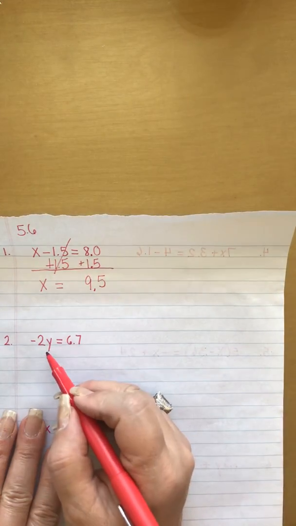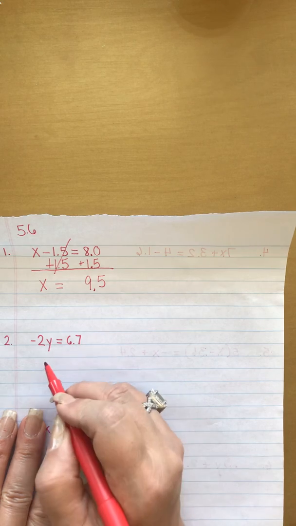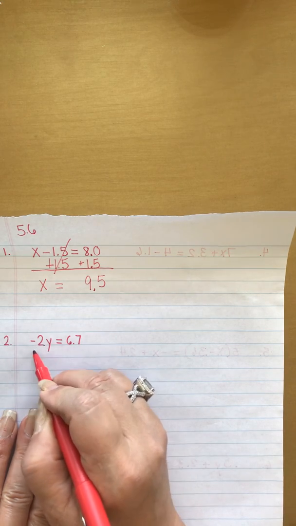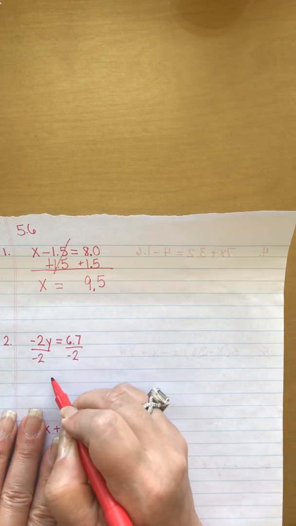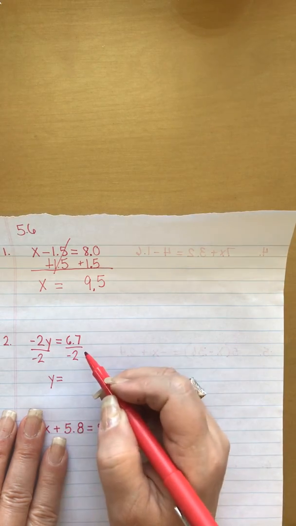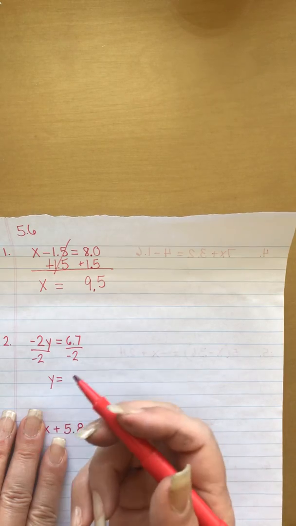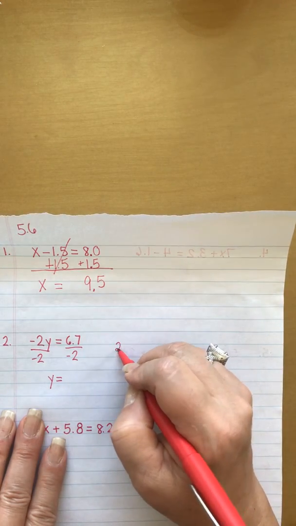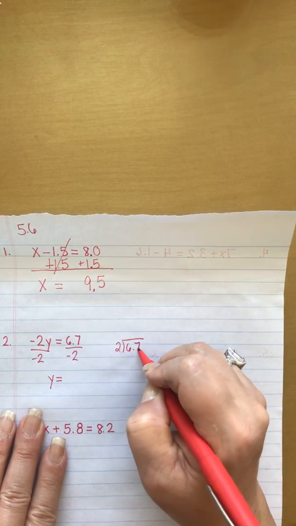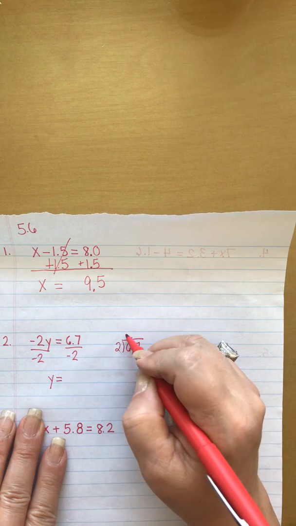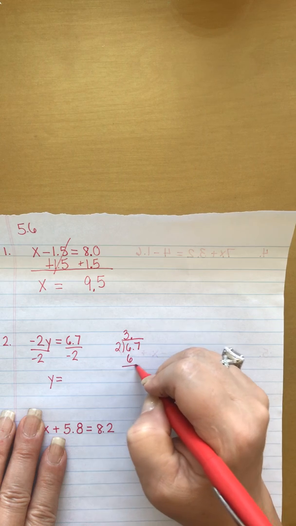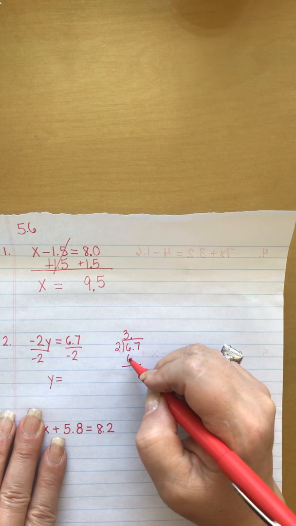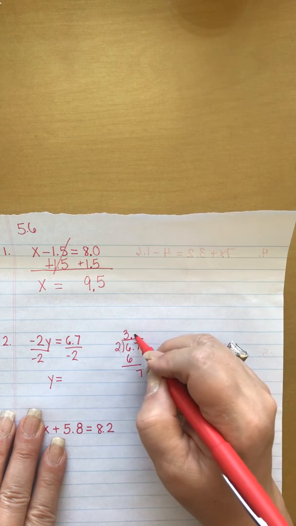It's saying negative 2y equals 6.7. So to undo multiplication, you're going to divide both sides by negative 2. So y will equal, you're going to use your long division. So 2 goes into 6.7. So 2 goes into 6 3 times. 3 times 2 is 6. Bring down the 7. 2 goes into 7 3 times.